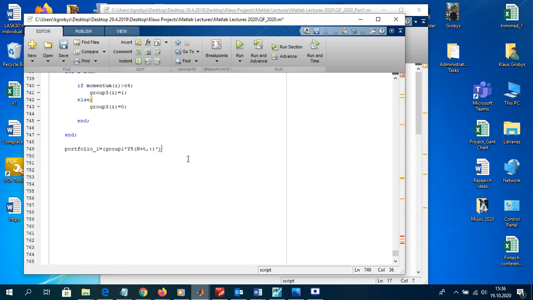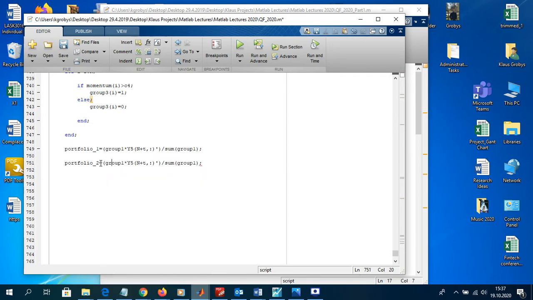So we have to close the parentheses here as well, and then divide it by the number of observations in that group, by the sum of group 1. Knowing that there are just 5 stocks in that group, we also could just write 5 here. We divide it by 5. But let's make it a little bit more professional here. Then we can just copy this part of the code.